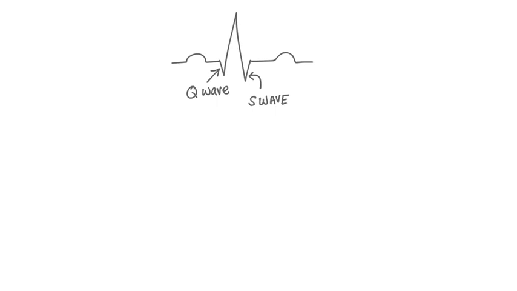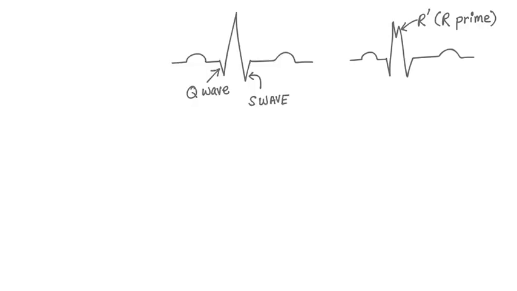R itself is the first and, hopefully, only upward deflection in the QRS complex. It is the ventricular depolarization. Sometimes, and this is important, the QRS complex shows rabbit ears. That is, there are two upward deflections. One deflection starts coming down and then deflects upwards again, forming rabbit ears. If that happens, the second upward deflection is called R prime or the second R wave.